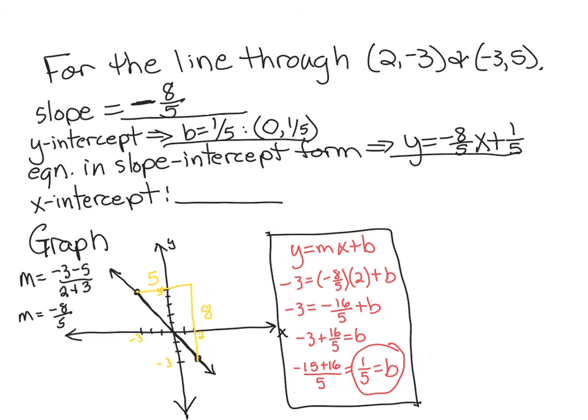Now, just for good measure, because I know I just made some of you uncomfortable, we're going to use the point slope form, which is y minus y1 equals m times x minus x1.